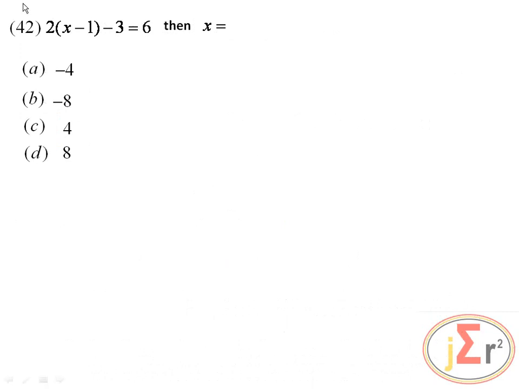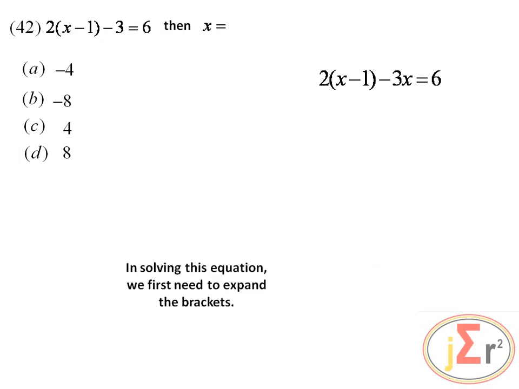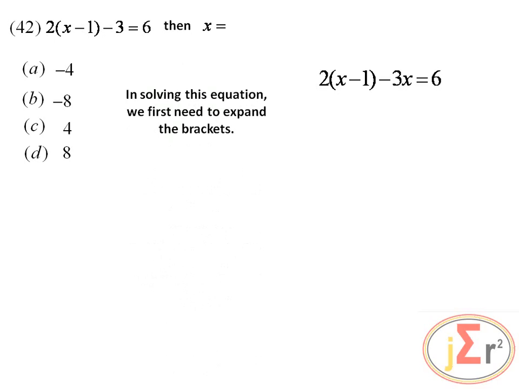Now we have an equation and we need to find the value of x. 2 times all of x minus 1, minus 3x, is equal to 6. In solving this equation, we first need to expand the brackets. So let us expand the brackets. 2 times x is 2x. 2 multiplied by negative 1 is negative 2. And what do you know? The negative 3x will go back, and the equal 6 as it is will also be there.